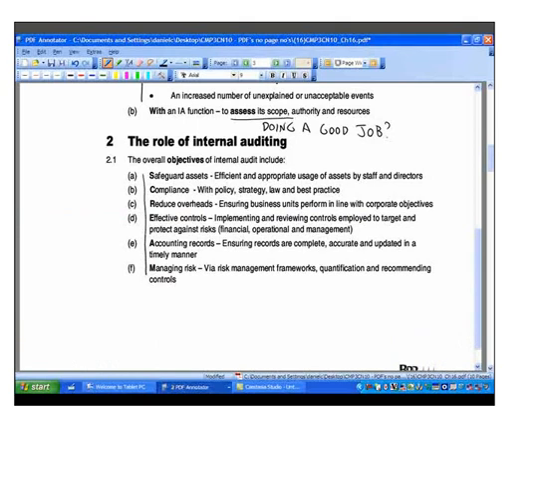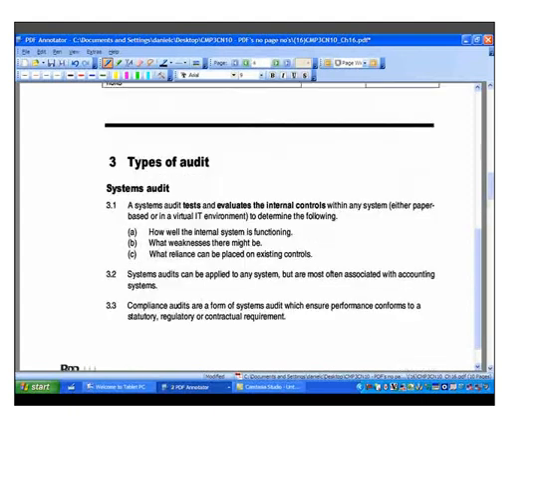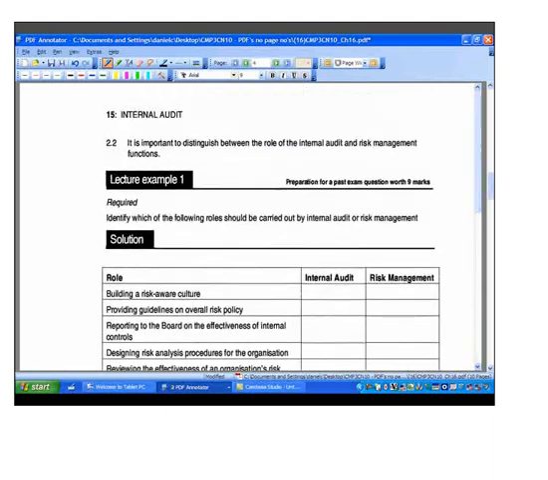Now, it is important that you are clear about the distinction between the role of internal audit, the internal audit function, and the role of the risk management function. To help clarify the different roles of internal audit and risk management, have a go at this short exercise. There's a number of roles listed out, and just tick which ones you think belong to internal audit and which ones belong to risk management. So press pause and then press play when you're ready to debrief.